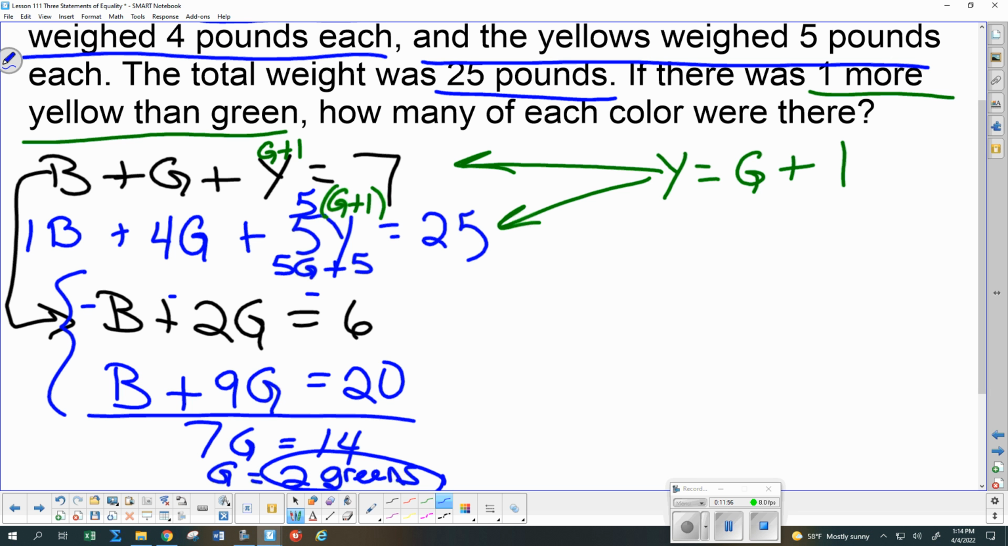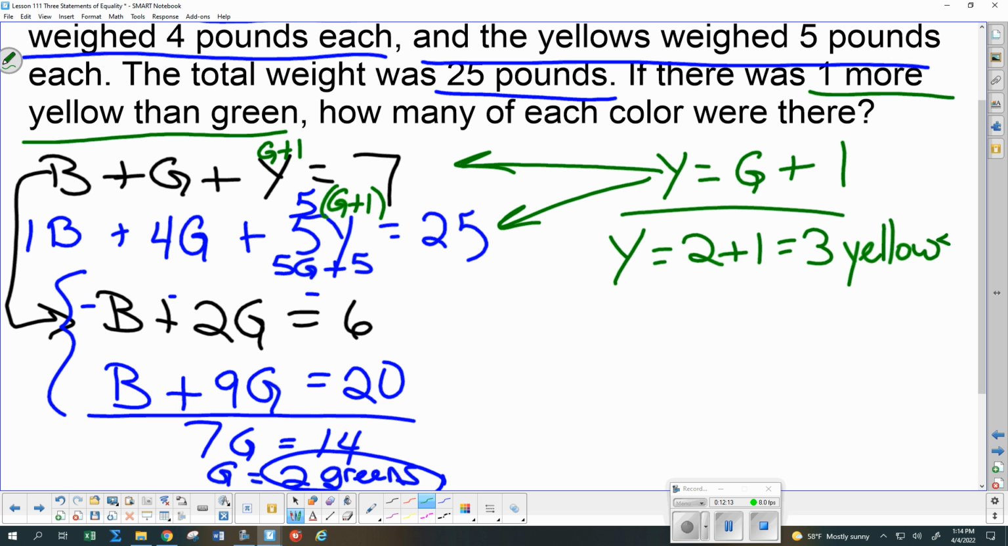JC, what do you want to get next? And what does that mean we have for y now? So the 2 plus 1 becomes 3 for our number of yellows. And then we need to find whichever equation we like for the number of blues. Melissa, pick an equation to use to get blues. We've got a bunch of them up all over the board. Which one do you like?